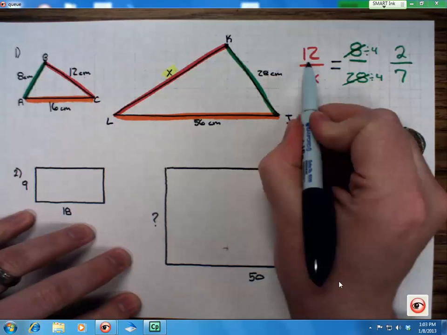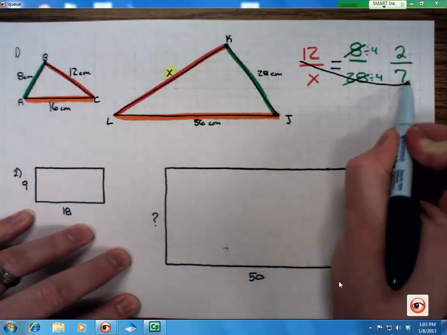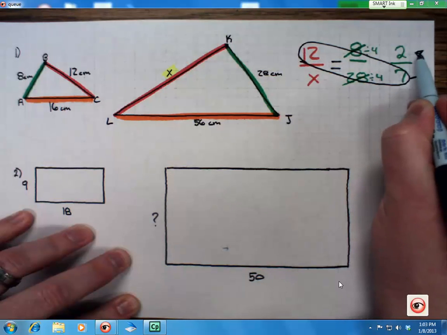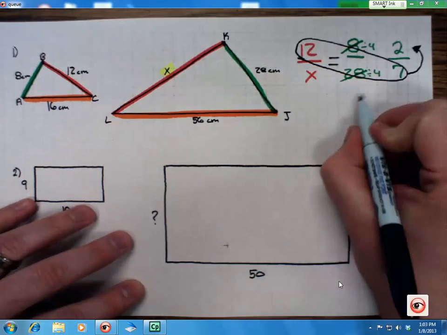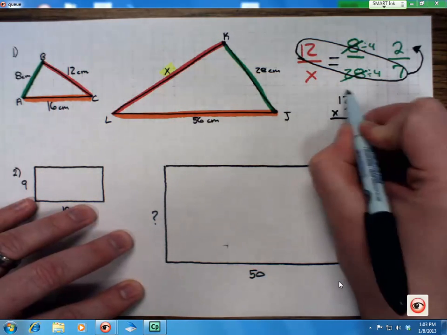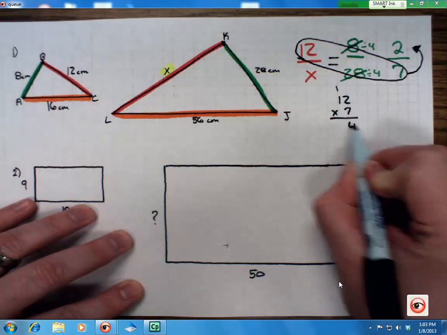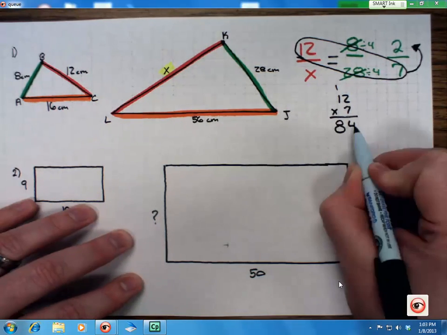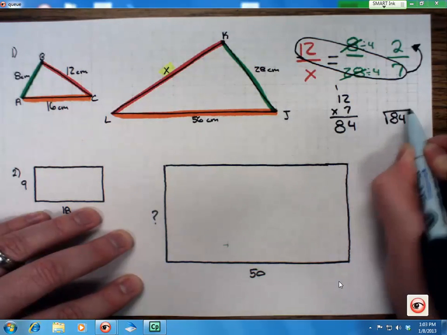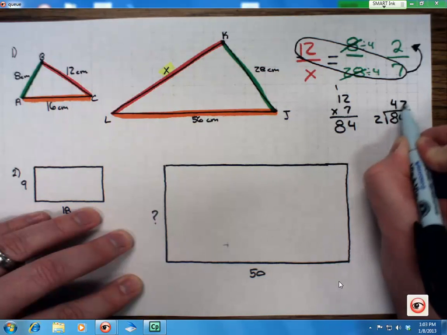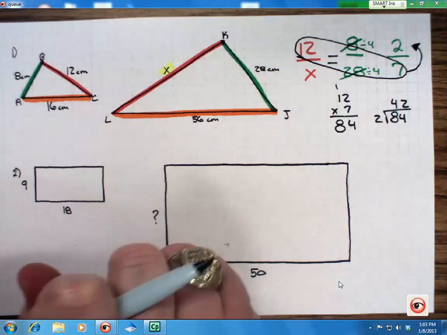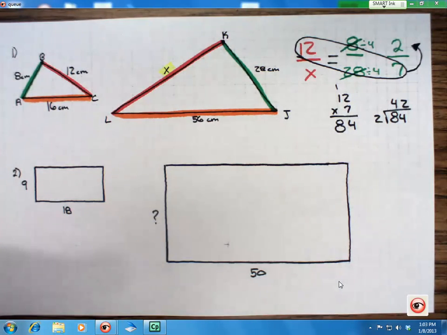Now I can cross multiply and divide those numbers. So I'm going to cross multiply 12 times 7, then divide by 2. Let's first multiply 12 times 7, which is going to give me 84. Then I'm going to take the 84 and divide that by 2, which, yes, gives me 42. So I know the value of my X right here is going to be 42.